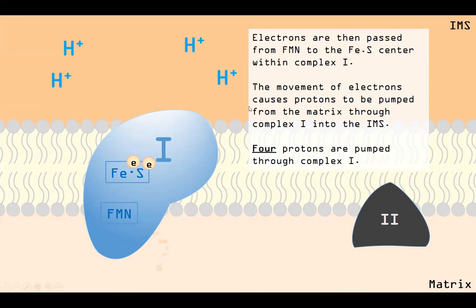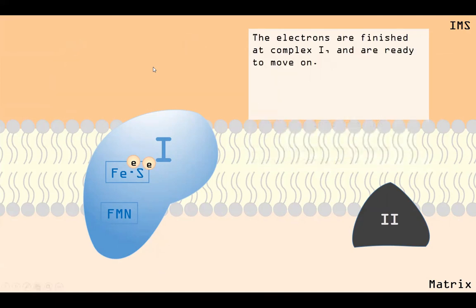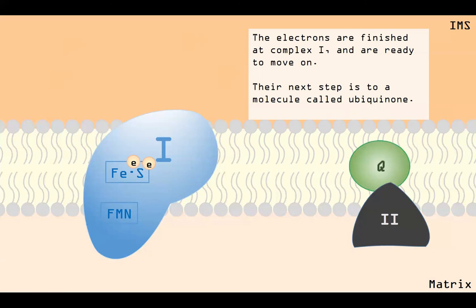We will come back to this. You don't have to remember it in your head, but just kind of keep a relative idea of this, and we'll get back to the 4 protons. For now, let's go back to where our electrons will end up. So they're finished at complex 1, and they're ready to move on. Their next step will be to a molecule that we call ubiquinone, or alternatively coenzyme Q.